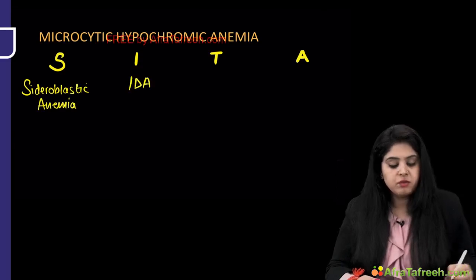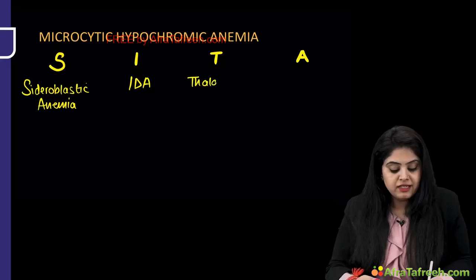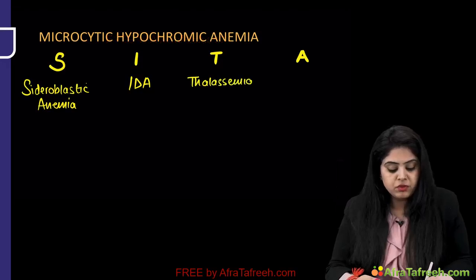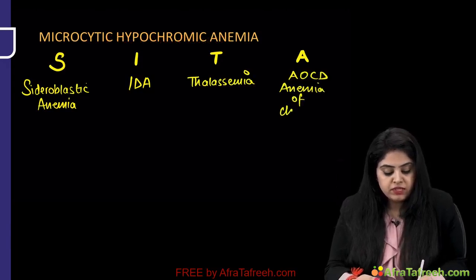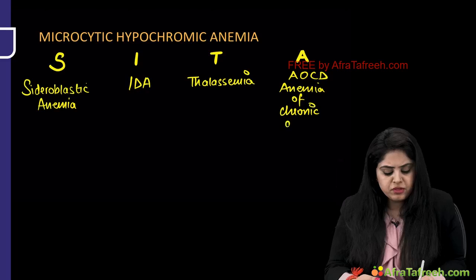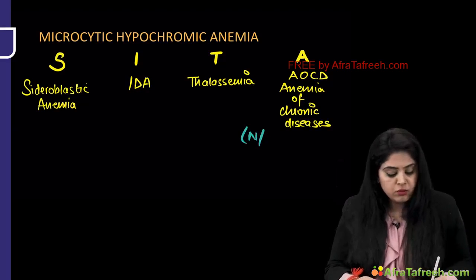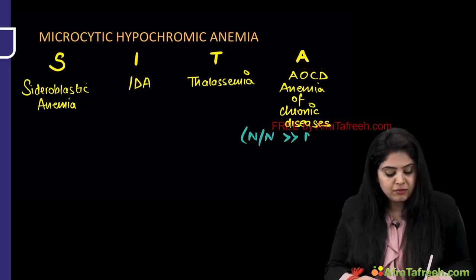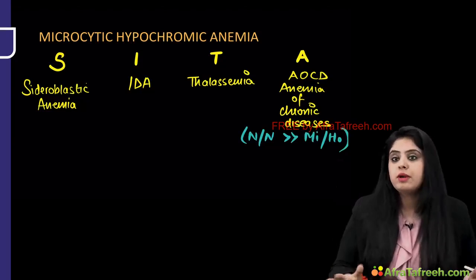Then we have the most common anemia in our country, that is iron deficiency. Then we have the thalassemias, which are microcytic hypochromic, and we have a disease called anemia of chronic disease. Now, anemia of chronic disease is a little bit different because it can have two different types of morphologies. It can be normocytic normochromic also, and it can be microcytic hypochromic also. So repeating, it can be both normo and micro-hypo.